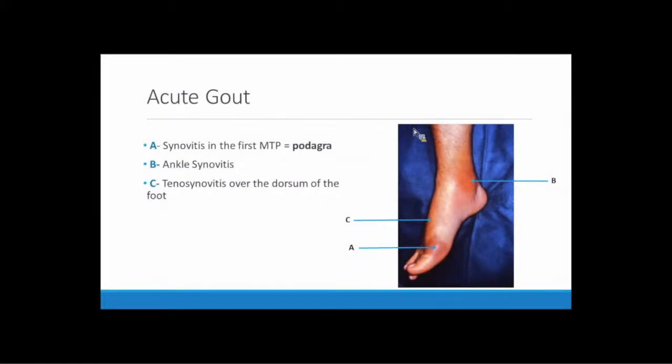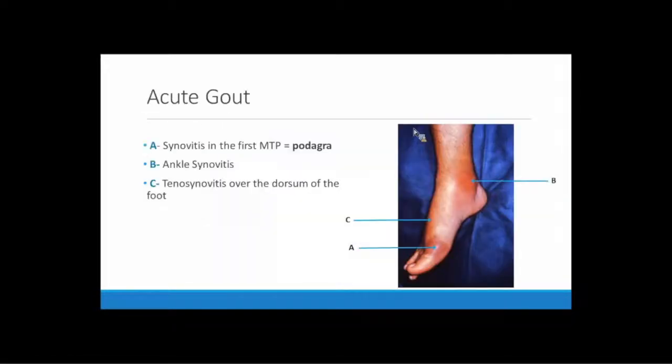And here's how it looks in the flesh, pretty inflamed. This is actually an oligoarticular attack because you can see podagra, you can see tenosynovitis over the dorsum of the foot, and a hot ankle. So what can't this patient do? Walk. Okay, this is disabling.